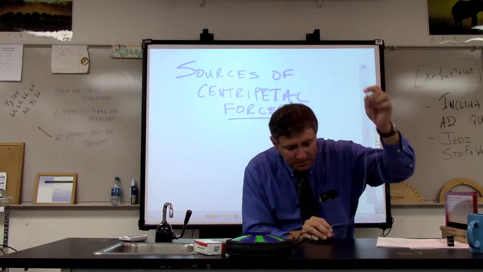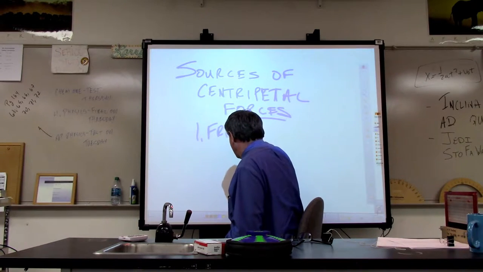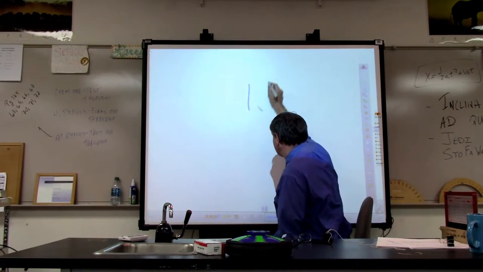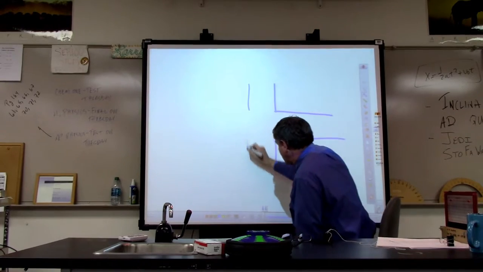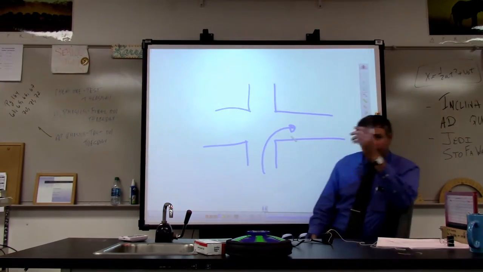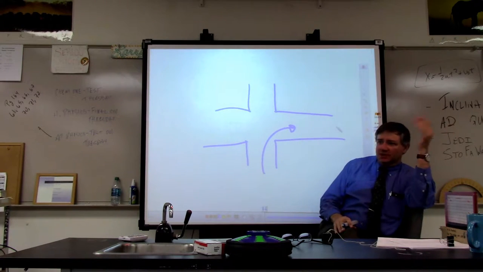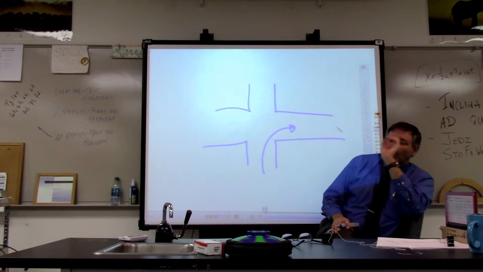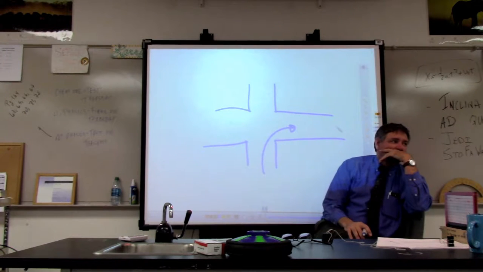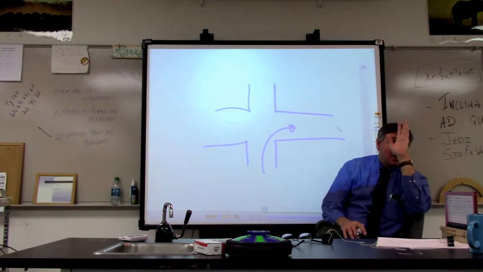So when you look at sources of centripetal force, the first big one is friction. Let me give you a simple example. Say here's an intersection, and you want to make a right-hand turn. Simple: you turn the steering wheel, the tires turn, you go around the corner, life's good. But what if we've had a big ice storm? A sheet of ice. What's going to happen? The coefficient of friction will go down. It's going to drop like a rock.